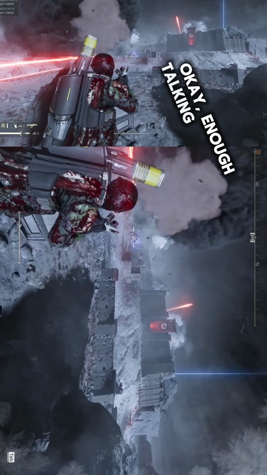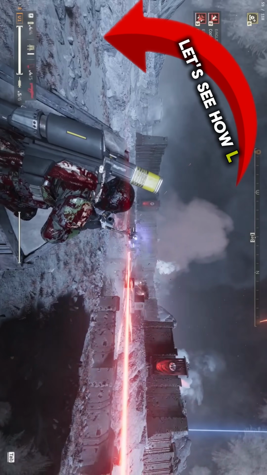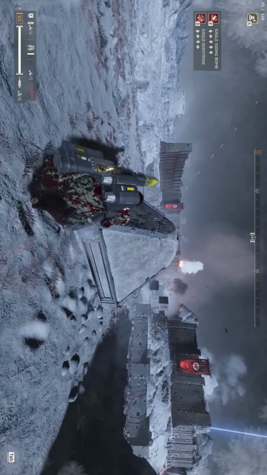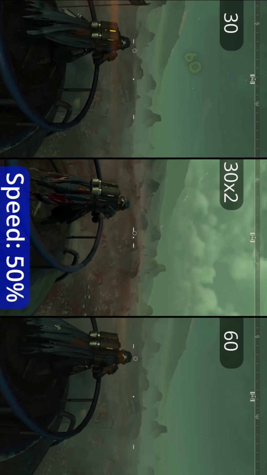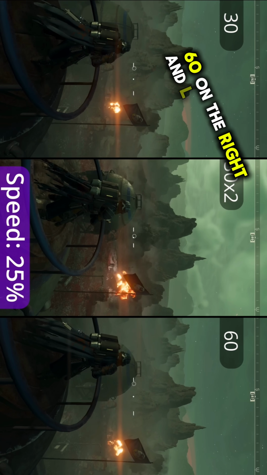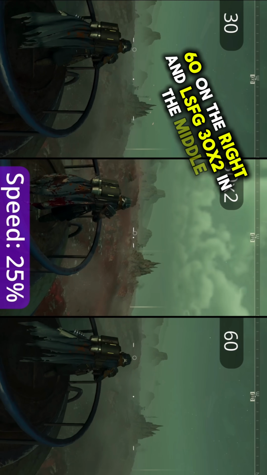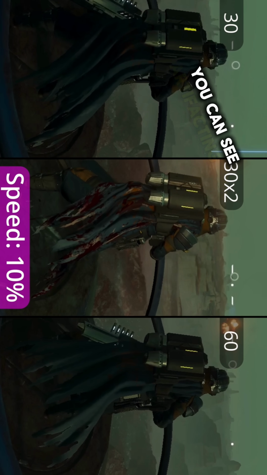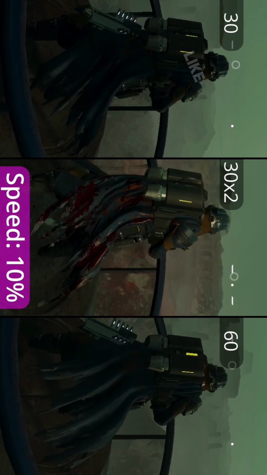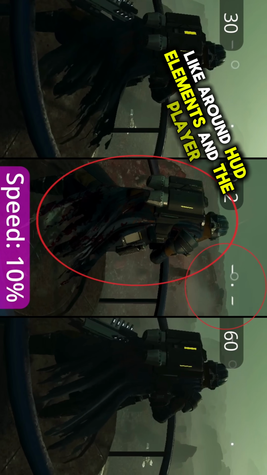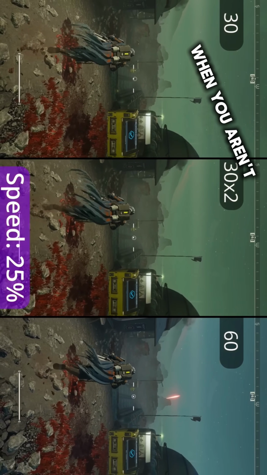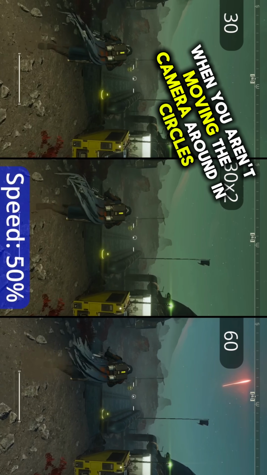Okay, enough talking about it, let's see how LSFG performs in motion. In these tests, I've got 30 FPS on the left, 60 on the right, and LSFG 30 times 2 in the middle. You can see artifacting in certain areas, like around HUD elements and the player, but it's not too bad when you aren't moving the camera around in circles.